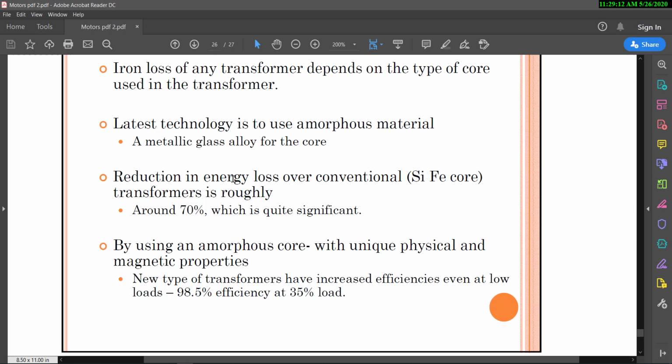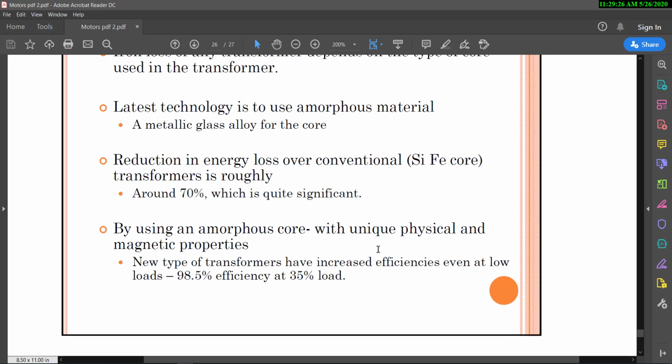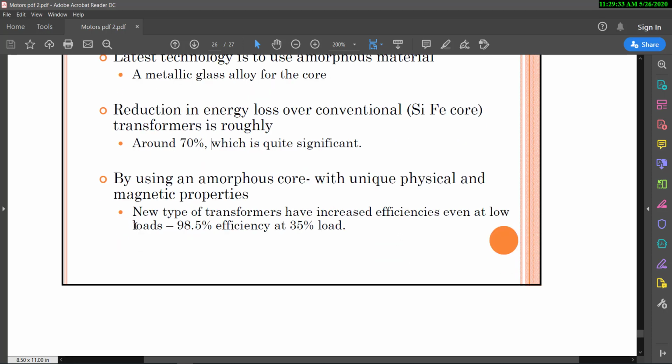The reduction in energy loss over conventional silicon ferrite core transformers is roughly around 70%, which is quite significant. By using an amorphous core with unique physical and magnetic properties, a new type of transformer has increased efficiencies even at low loads, that is 98.5% efficiency at 35% of load.